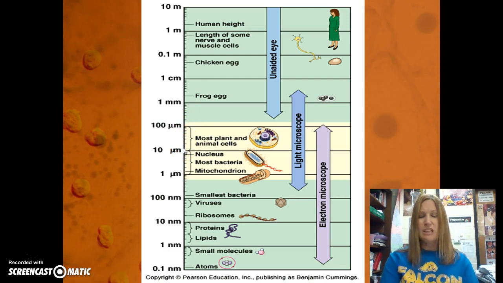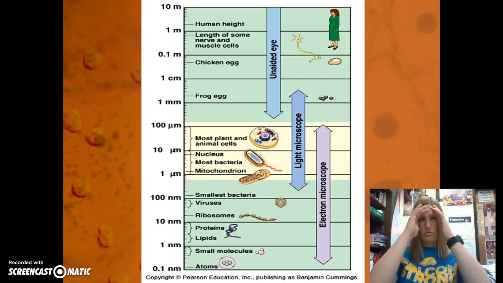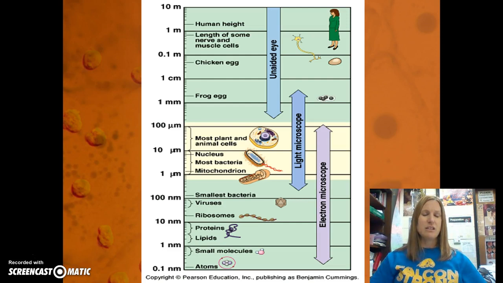This is where most plant and animal cells are going to be able to be seen underneath a light microscope. This is their normal size. 10 micrometers to 100 micrometers for all cells in plants and animals. Remember, micro means 10 to the negative 6 of 1 meter. Right underneath that, between 1 micrometer and 10 micrometers, is a mitochondria, bacteria, a nucleus.